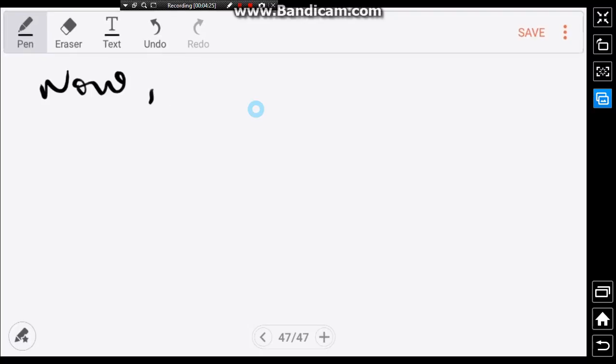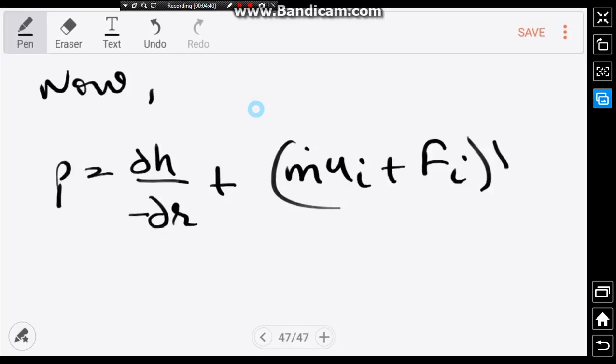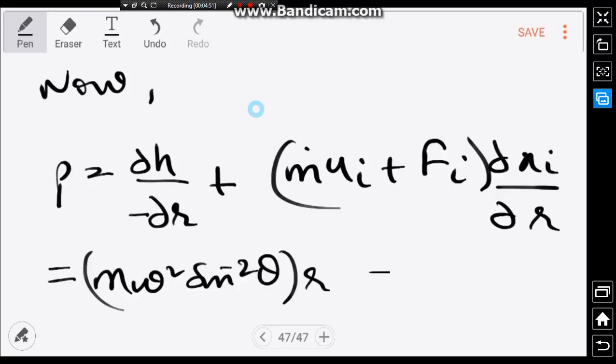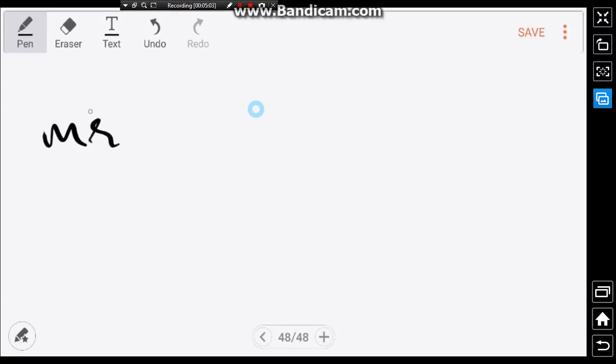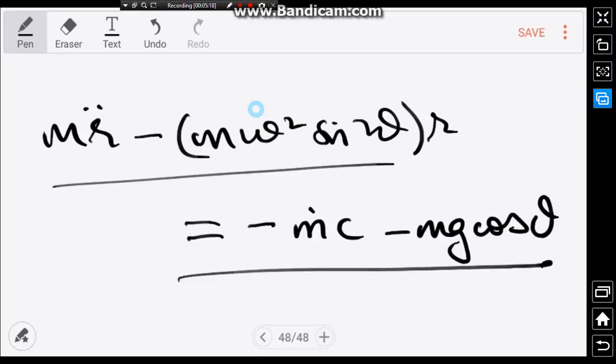Now we have p dot is equal to minus ∂H/∂r plus m dot u_i plus F_i ∂x_i/∂r, which is equal to m omega square sine square theta times r minus m dot c plus m dot r dot minus m g cos theta. After simplification, we arrive at m r double dot minus m omega square sine square theta times r is equal to minus m dot c minus m g cos theta, which is the same result that we got using the Lagrangian method.